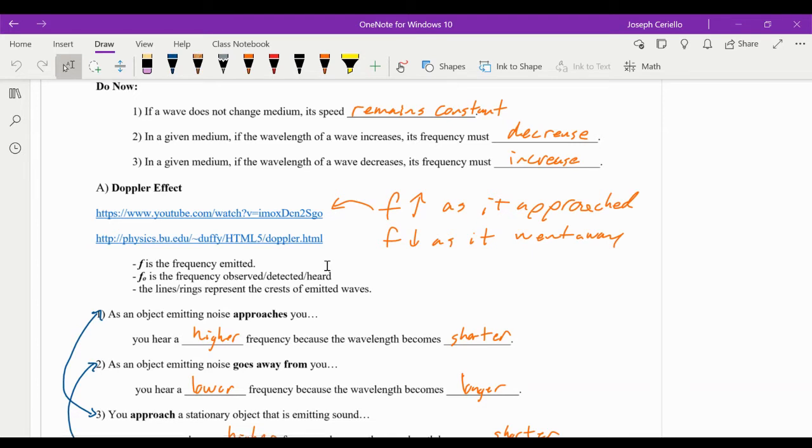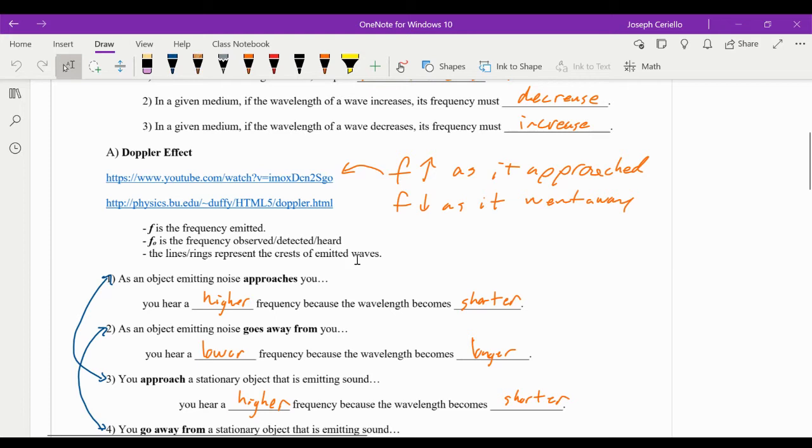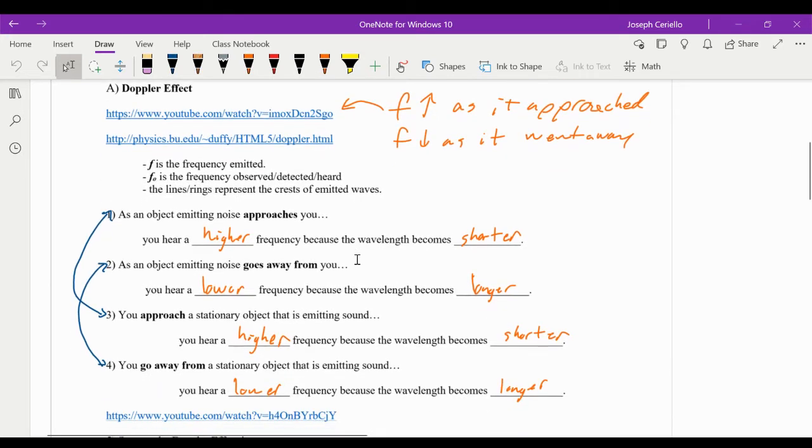But basically, what you realize was that the frequency of the fire truck was higher as it approached us, but lower when it went away from us. That is the Doppler effect, how the frequency changes when something is moving relative to you. There's a really good simulation here. Check it out, play with it a little bit, and just make sure you're familiar with what it is, because I'm going to refer to it a lot.